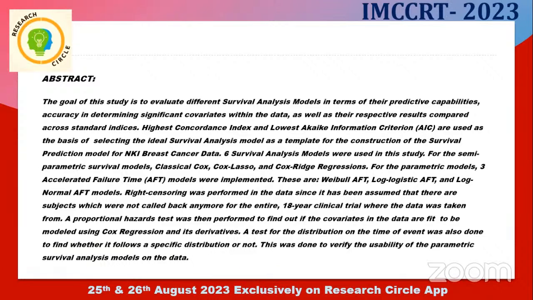We had six different survival models here, classified into two groups. The first group is the parametric models, and the other is the non-parametric models. Under the parametric models, we have the Weibull AFT, the log normal, and the log logistic, while for the non-parametric models, we have the classical Cox, the Cox lasso, and the Cox ridge regression.